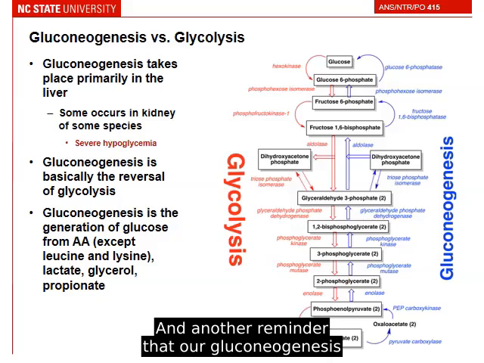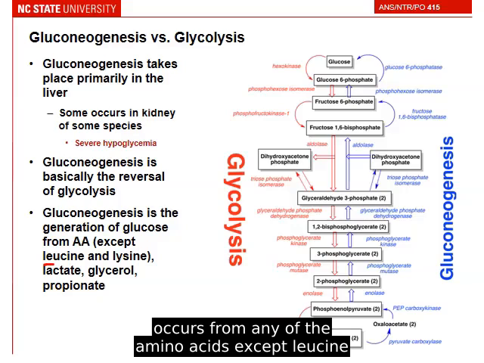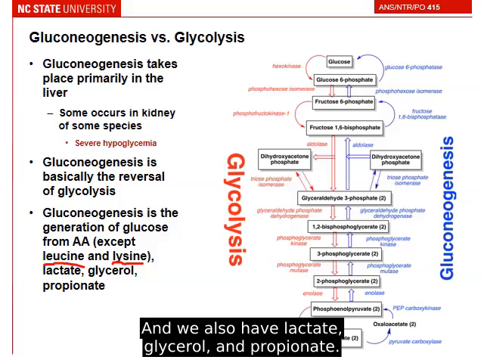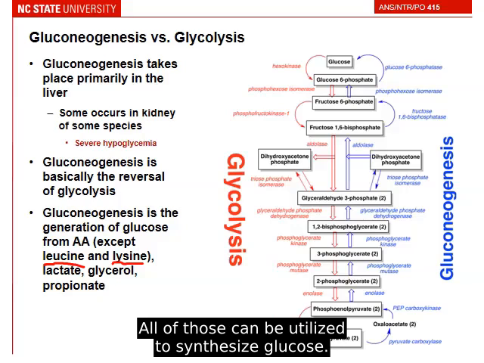Another reminder that gluconeogenesis occurs from any of the amino acids except leucine and lysine. And we also have lactate, glycerol, and propionate. All of those can be utilized to synthesize glucose.